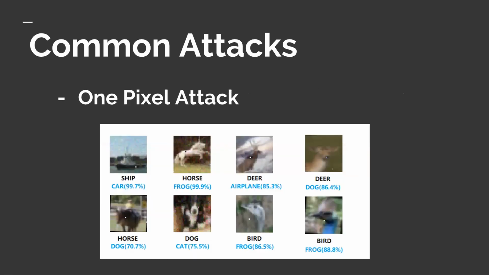And this is one approach called one pixel attack. This is very scary because I'm just changing one pixel on the image. In this, you can see it's supposed to be a ship. I just changed this pixel. Now it says car with 99% confidence. This is a horse. When I change this pixel here, it says it's a frog with 99% confidence. So just by changing one pixel, the whole architecture was fooled.